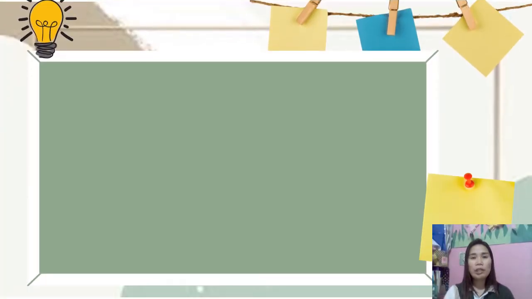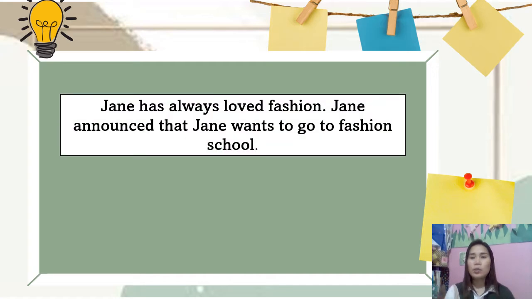Before we start, let's take a look at these sentences. Let's read: Jane has always loved fashion. Jane announced that Jane wants to go to fashion school. The name Jane here is repeated thrice, right? It sounds redundant and sometimes very annoying to repeat the word or noun again and again.